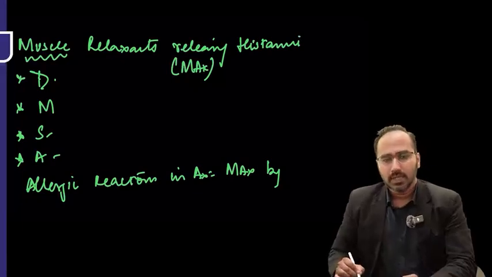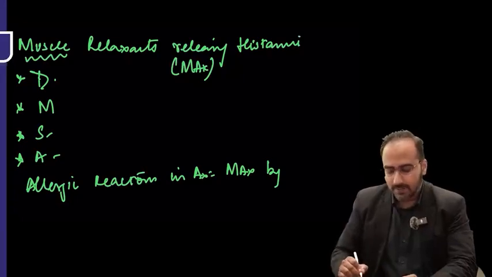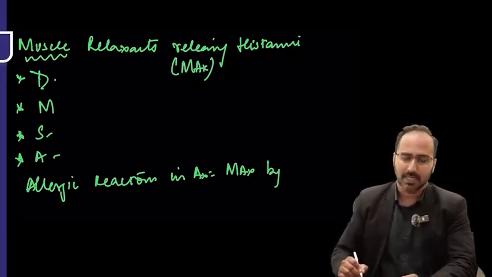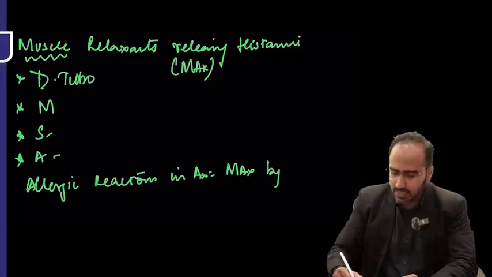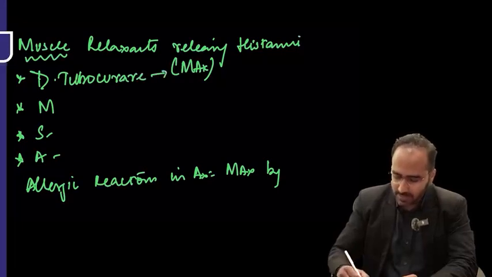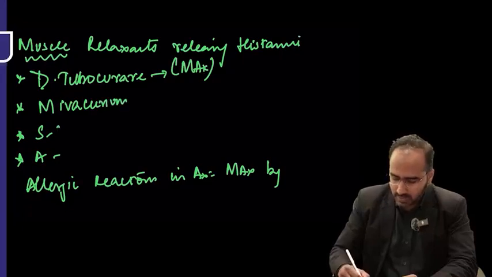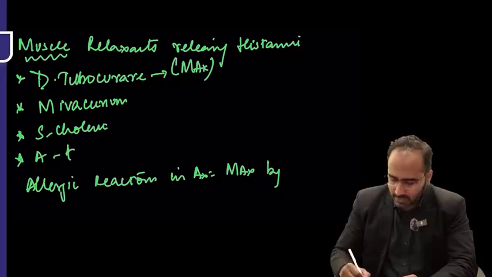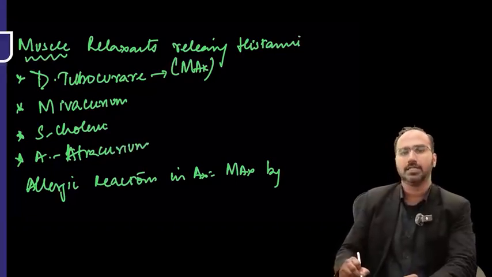Now, as we have completed the muscle relaxants, we'll discuss which muscle relaxants release histamine. The muscle relaxants that release histamine are D-tubocurare, which causes maximum release of histamine. Mivacurium also releases histamine. Scoline also releases histamine. And atracurium also releases histamine. These are the muscle relaxants that release histamine.